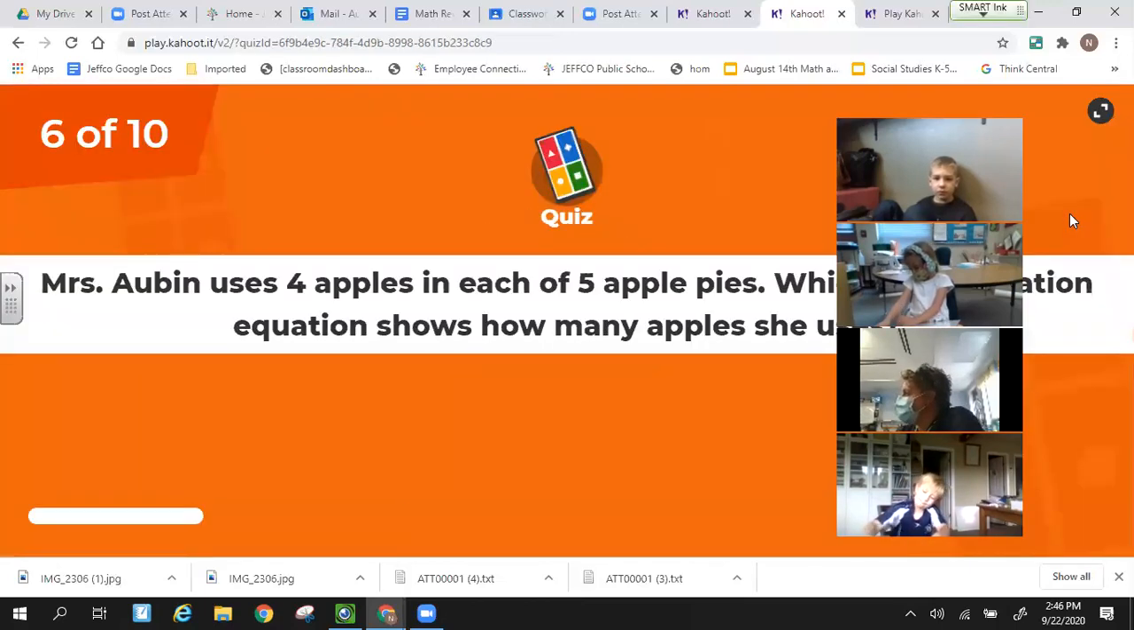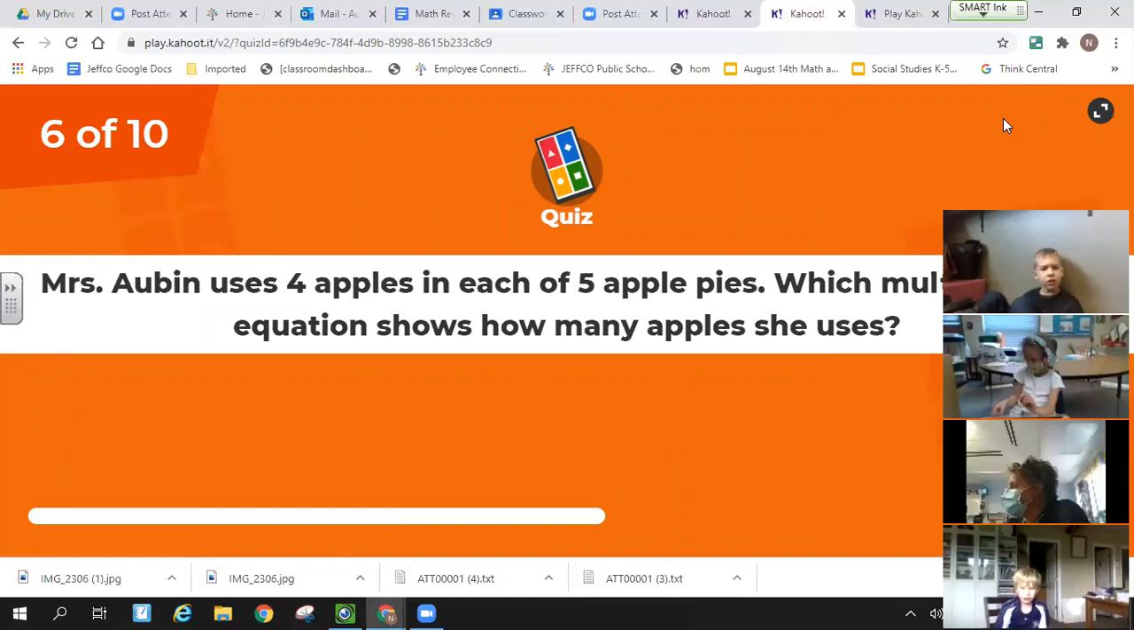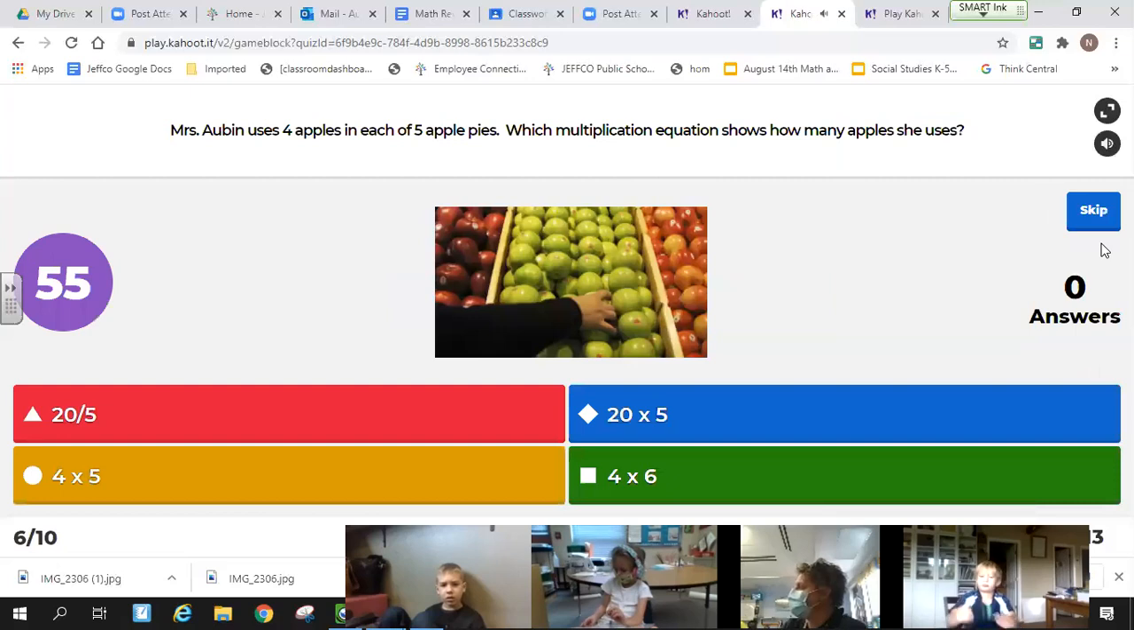Mrs. Aubin uses 4 apples in each of 5 apple pies. Which multiplication equation shows how many apples she uses? Mrs. Aubin uses 4 apples in each of 5 apple pies. I have 5 apple pies. I use 4 apples in each.